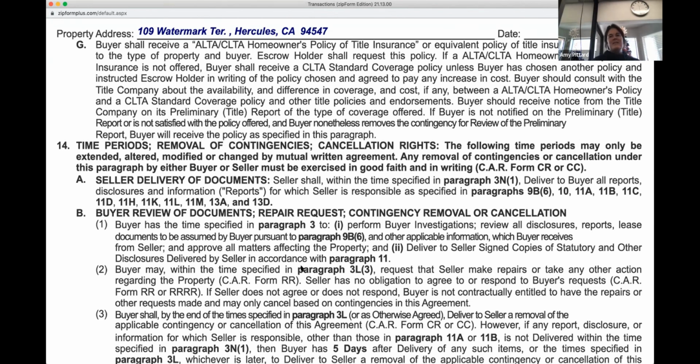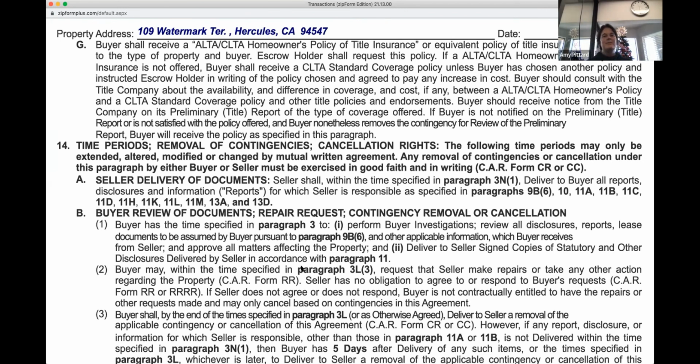If the homeowner's policy of title insurance is not offered, buyer shall receive a CLTA standard coverage policy unless buyer has chosen another policy and instructed escrow holder in writing of the policy chosen and agreed to pay any increase in cost. Buyer shall consult with the title company about availability and difference in coverage and cost between any ALTA and CLTA homeowner's policy and a CLTA standard coverage policy and other title policies and endorsements.